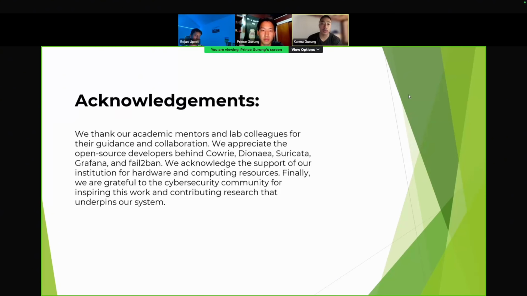Acknowledgement. We thank our academic mentors, especially our Professor Ileti, and our lab colleagues for their guidance and collaboration. We appreciate the open source developers behind Cowrie, Dionaea, Suricata, Kata, Grafana, and Filebeat. We acknowledge the support of our institution for the hardware and computing resources. Finally, we are grateful to the cybersecurity community for inspiring the work and contributing the research that underpins our system.